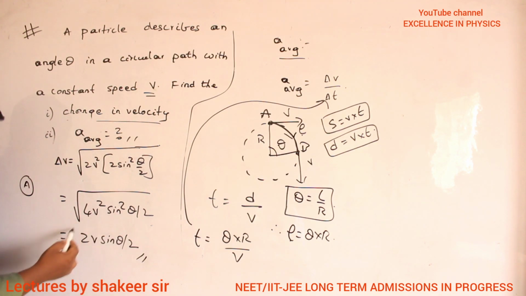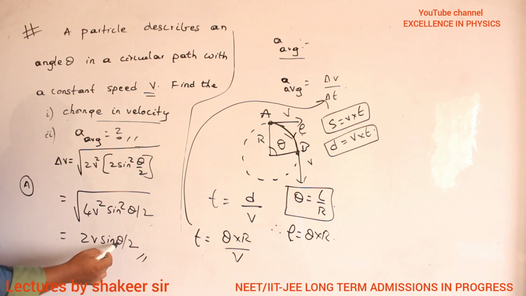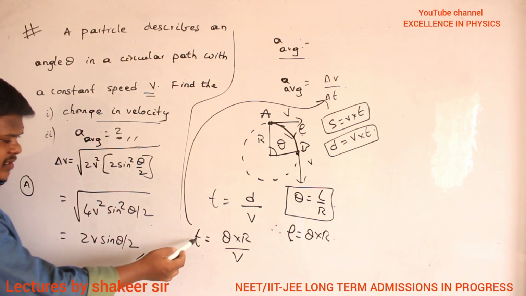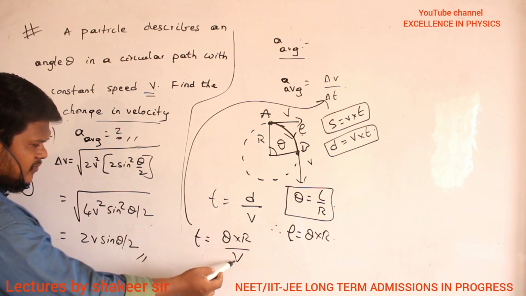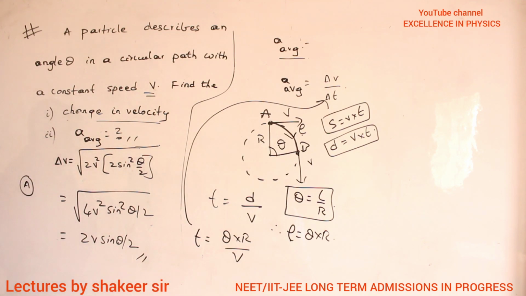Change in velocity I have already calculated. What is the change in velocity magnitude? 2v sin theta by 2. And what is the time taken? Time taken is theta into R divided by v. So just divide both of them. That is my required answer.